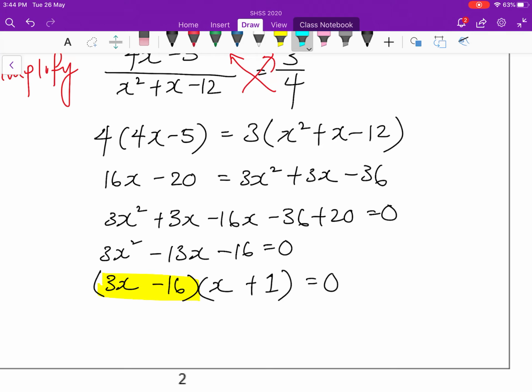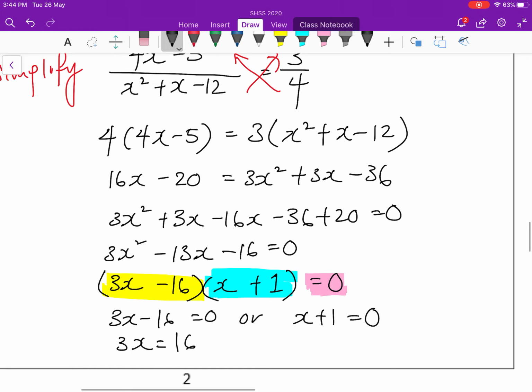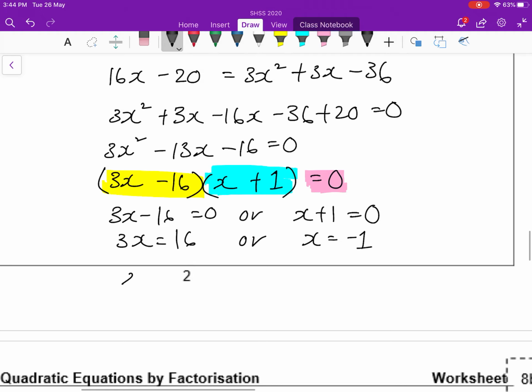Yellow times blue equals to 0. So same thing. Yellow equals to 0, or the blue one equals to 0. Shift over the 16. Shift over the 1. Divide by 3. You get 16 over 3 is 5 and 1/3. Alright, so this is your final answer.